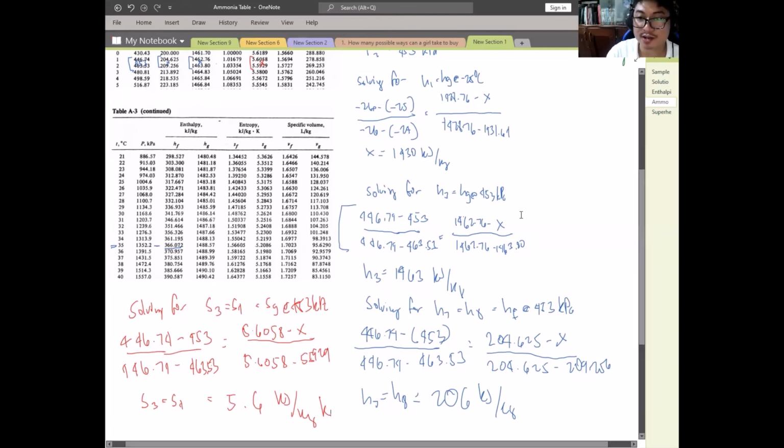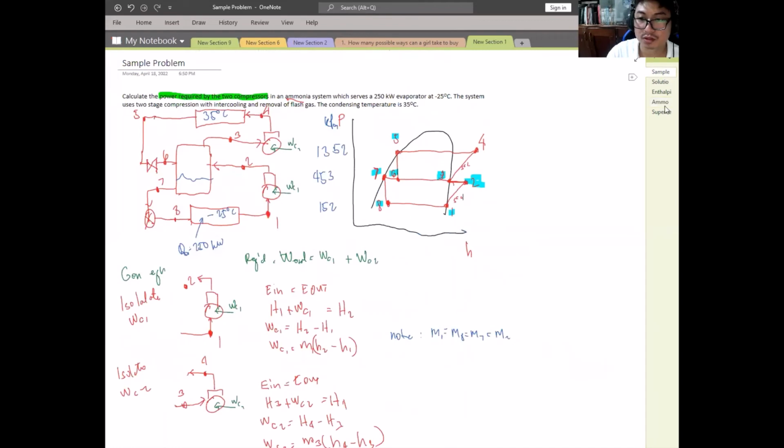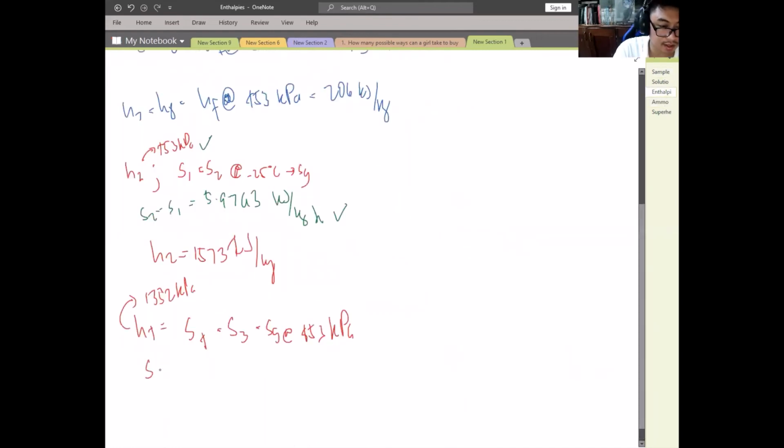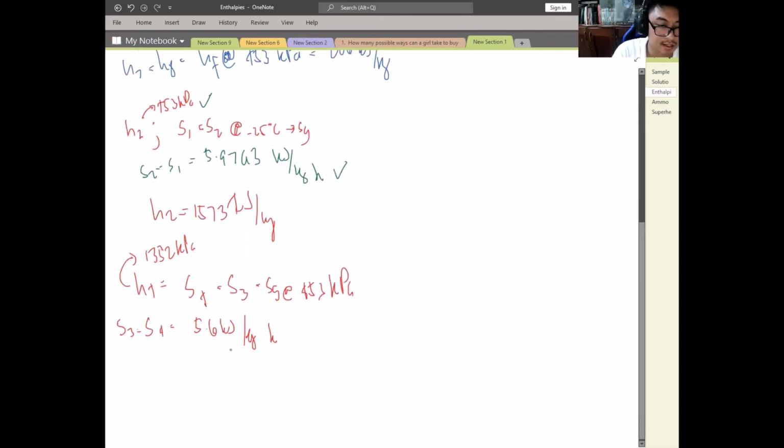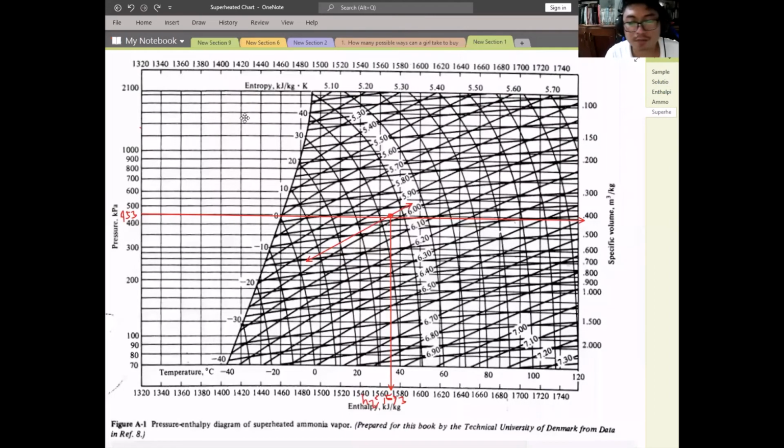So, plot natin siya. S4 is equals to S3 is equals to S4, that is 5.6 kilojoule per kilogram Kelvin. So plot natin si 5.6 to 1352 kPa. Okay, so plot na natin, no? Okay, so 1352.